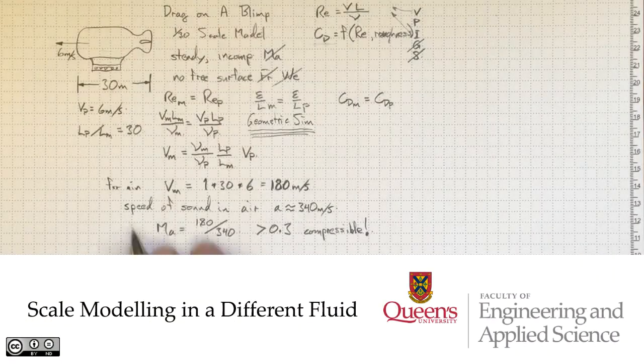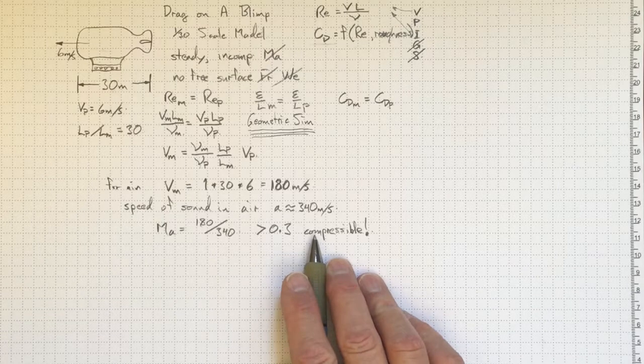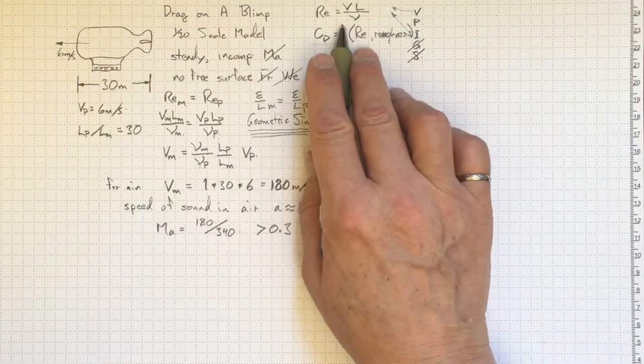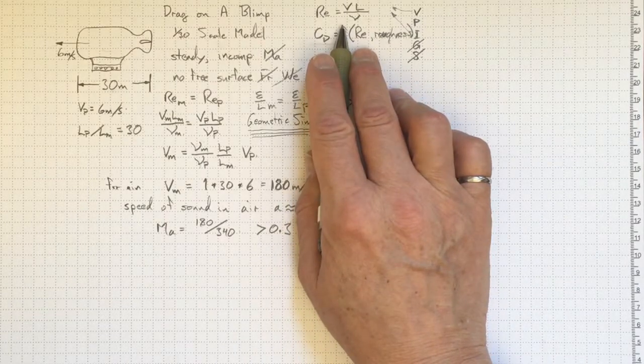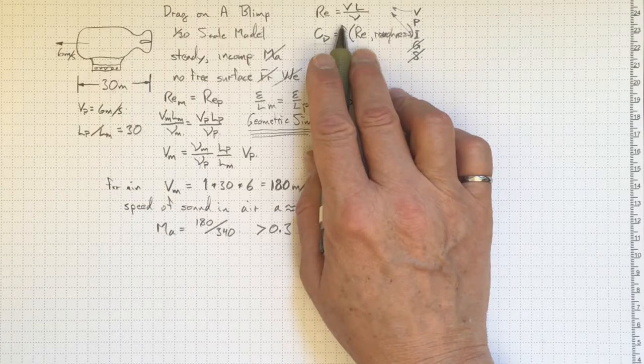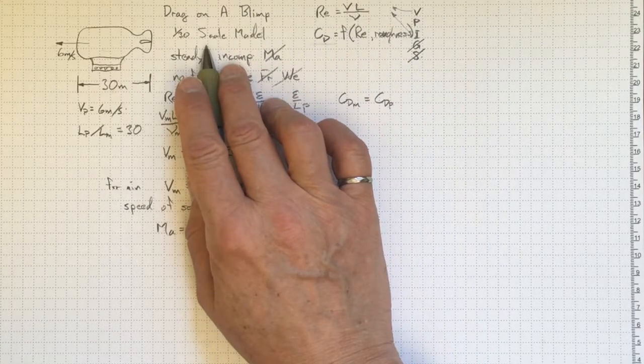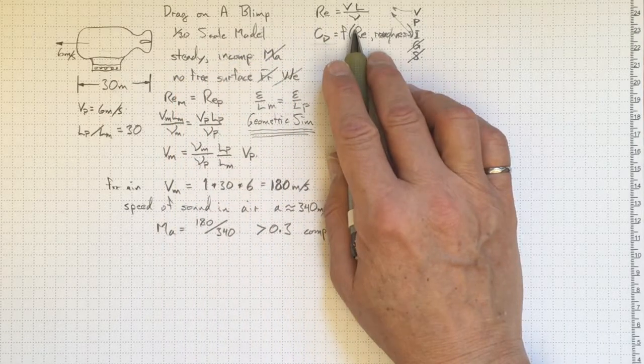Testing our blimp in air won't work out for us because we'd wind up with too big a Mach number in order to have Reynolds number similarity. So if we want to do a test with our small model, we'll have to use a different fluid so that we can go a little more slowly and still have our Reynolds number similarity.